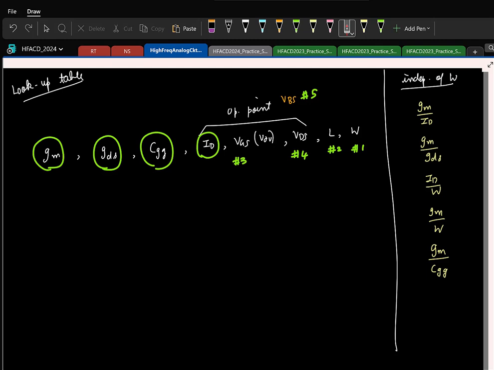Eliminate W. Yeah, how do you do that? Like he's pointing out, the reason is I'm storing all these, and these are dependent on all these parameters. Instead, I save these, which are not dependent on W, so I no longer have to sweep W. Correct? So now, instead of GM, what can I save? I can save GM by ID, or I can also save GM by W. GM by ID or GM by W is giving information about the GM. Instead of GDS, what can I save?